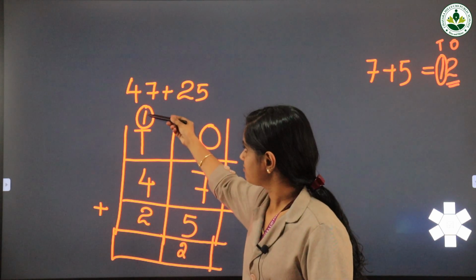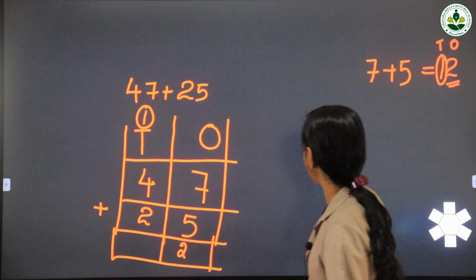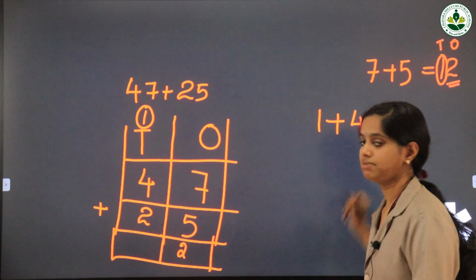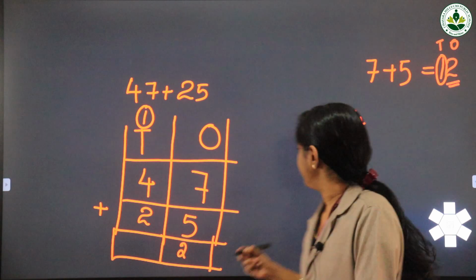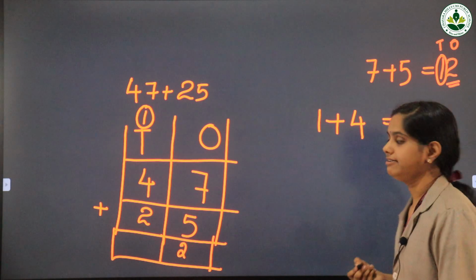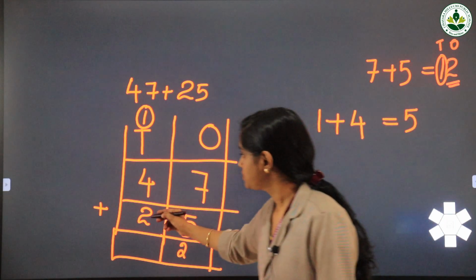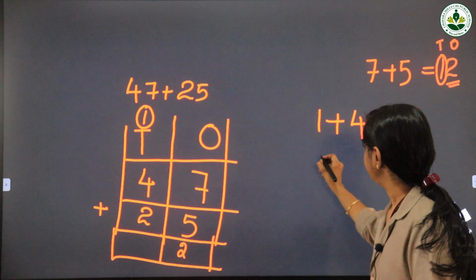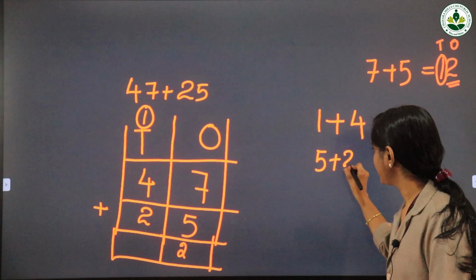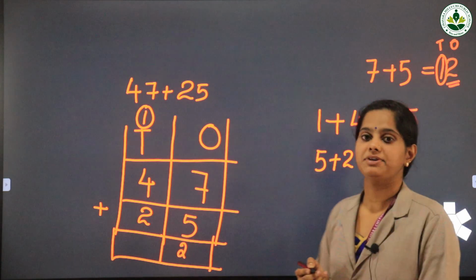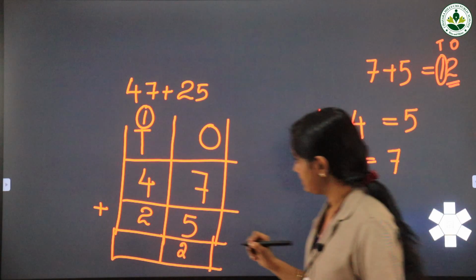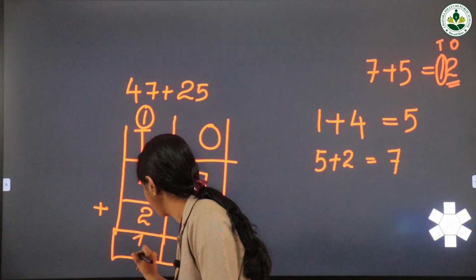First we add this 1 and this 4. 1 plus 4 is equal to 5. Then we add 2 to this number, that is 5 plus 2. 5 plus 2 is equal to 7. We write 7 in the tens column.